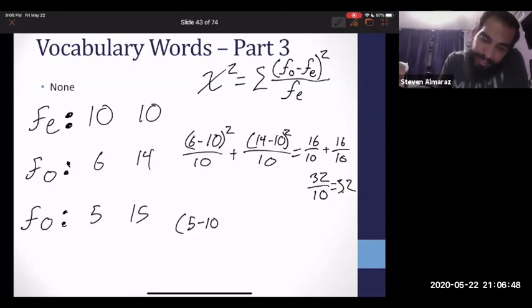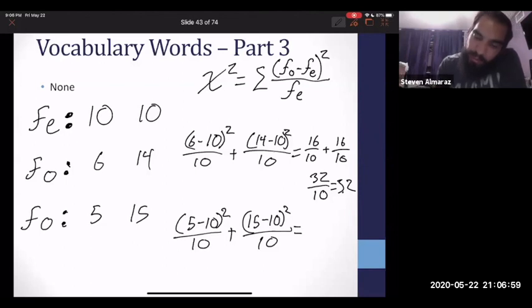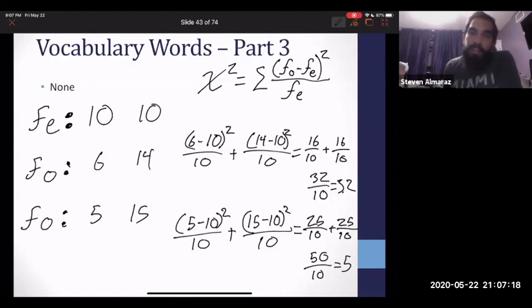5 minus 10 squared over 10 plus 15 minus 10 squared over 10 equals, so 5 minus 10 is 5, squared is 25. Yep, that's going to do it. So that's 50 over 10, which is the same thing as 5, all right? So we finally found a value far enough away from 0 that we would find a significant difference.